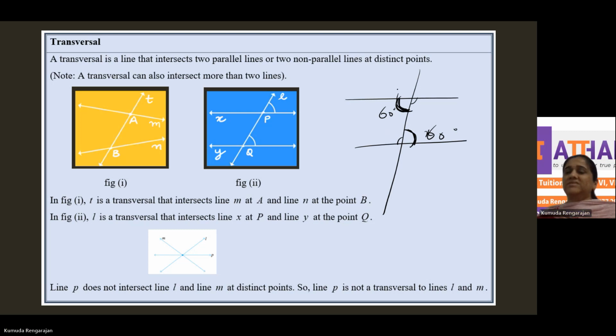Yeah, if it is 90, they'll add up to 180. Otherwise, no.